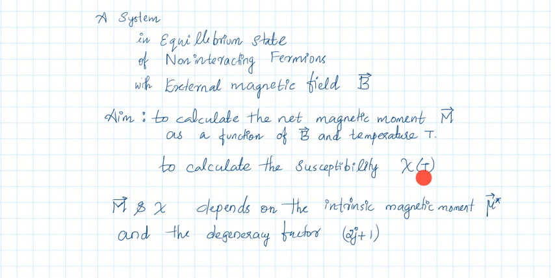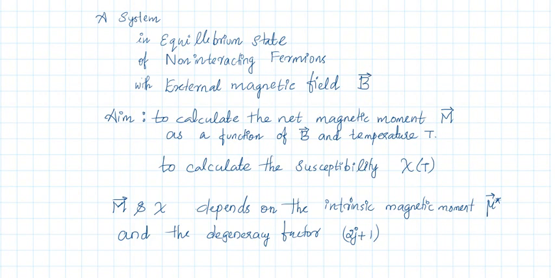Susceptibility is actually a proportionality factor between the net magnetic moment M and the external magnetic field B. It tells us about the ease with which a material gets magnetized. For a given magnetic field B, if the net magnetic moment M attained by the system is high, then susceptibility is high. And if M is low for a particular value of magnetic field B, then susceptibility will be low.